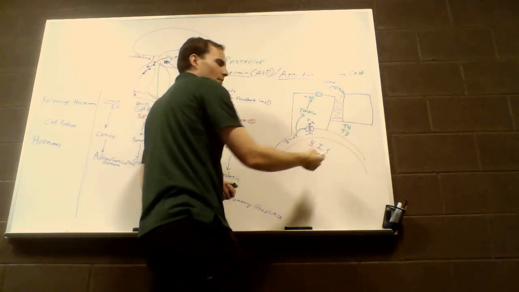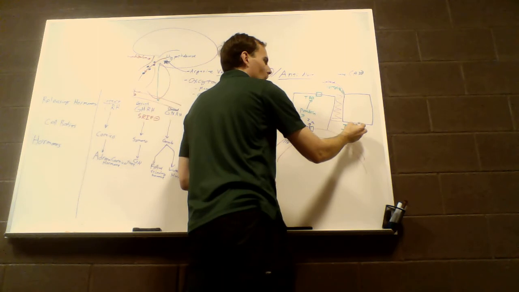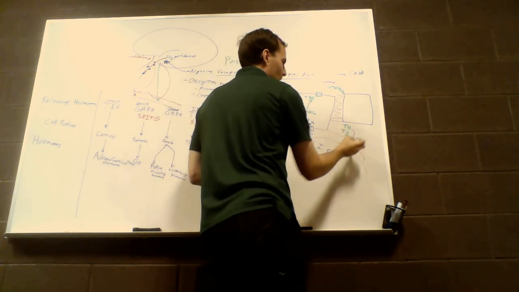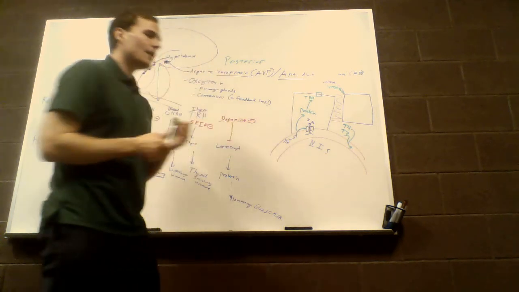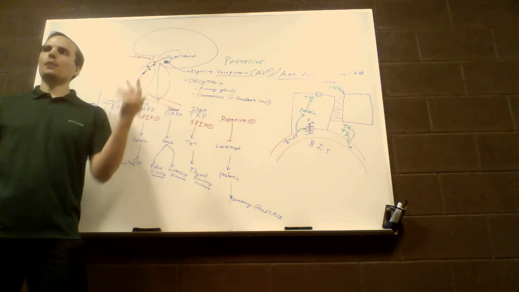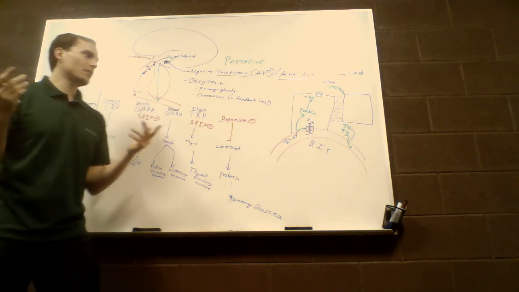Most of what is made in a healthy person is T4, which is going to be released into the blood. Any T3 that's made will also be released into the blood. And that is what goes to all the cells and tells them, hey, I'm here, you can go ahead and turn up your metabolism rate.